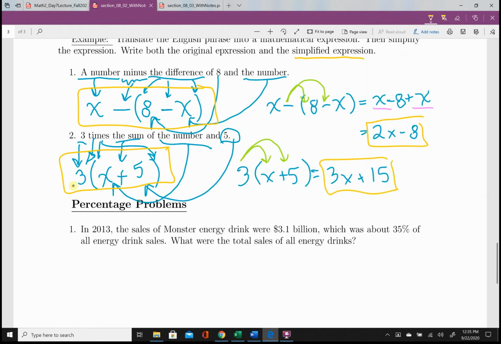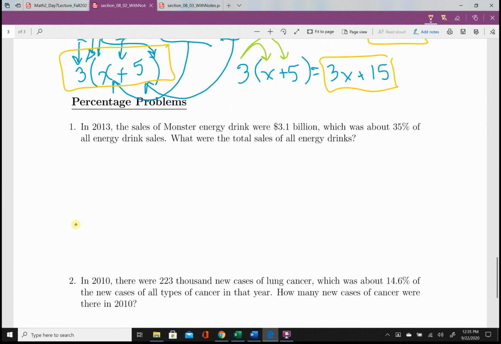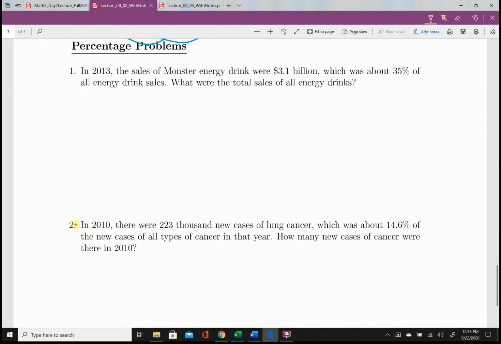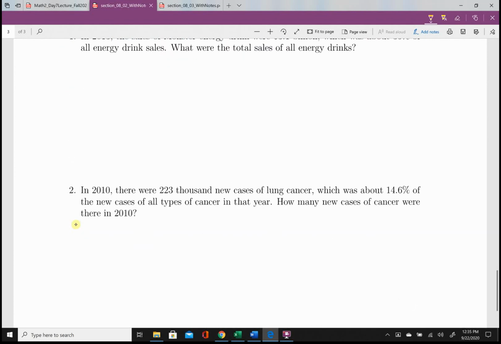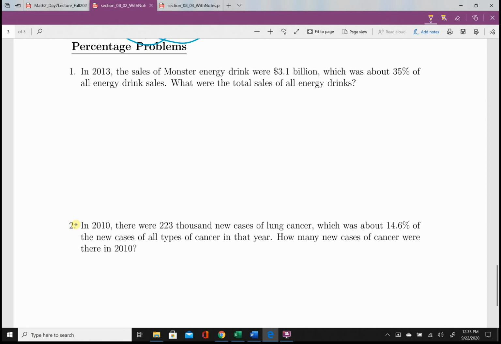So again, here's the original directly translated expression. Here's the simplified version of that. And that'll do it for those 2 examples. Let's also tackle a couple of percentage problems, and then I think we're done with this first 8.2 section.